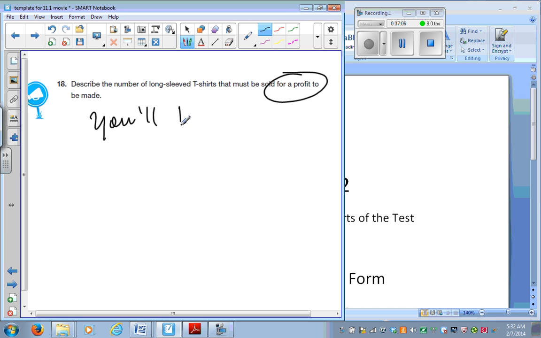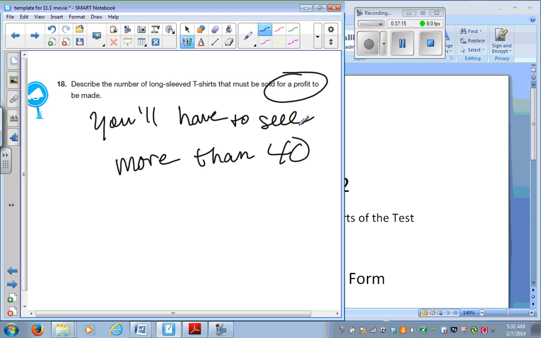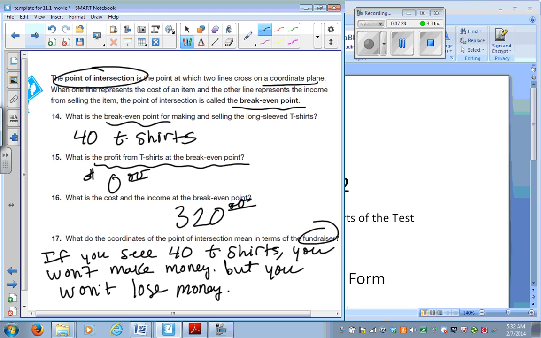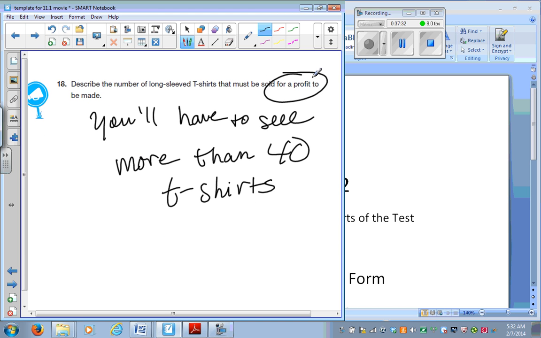You'll have to sell more than 40 t-shirts. So 40 is the point where the two break even right there. So at 40 t-shirts, the cost and the amount of money that you make balance out. So to actually make any more money than that, to actually turn a profit, you're going to have to sell more than 40 t-shirts.